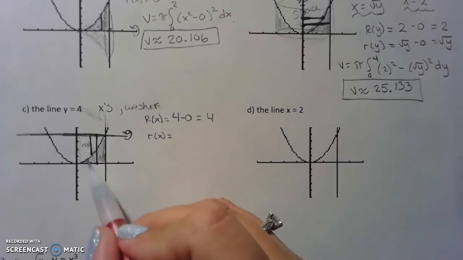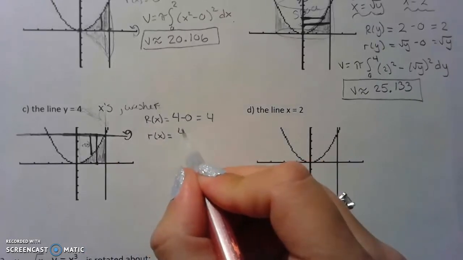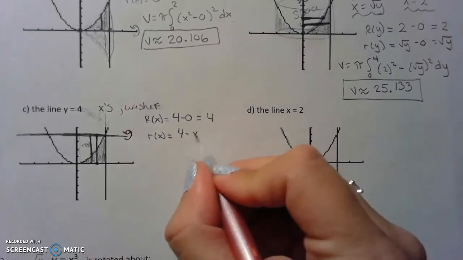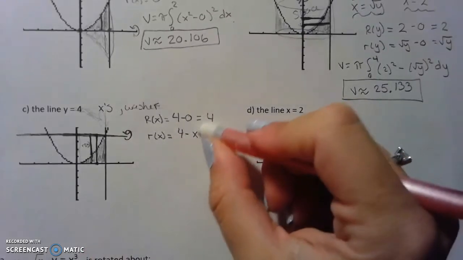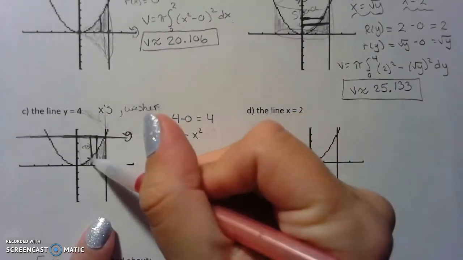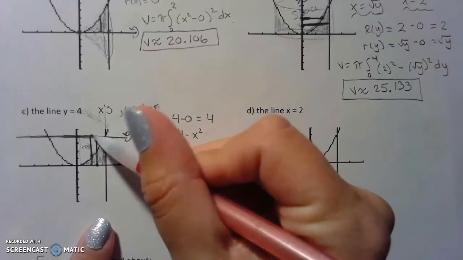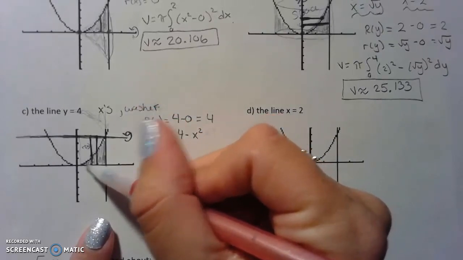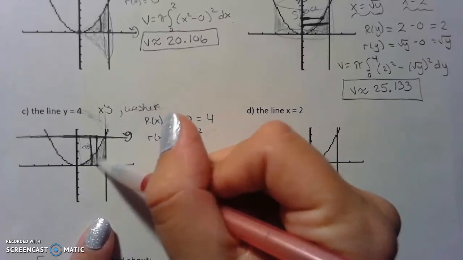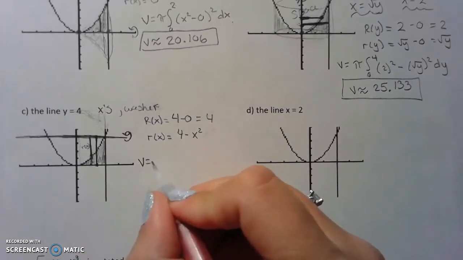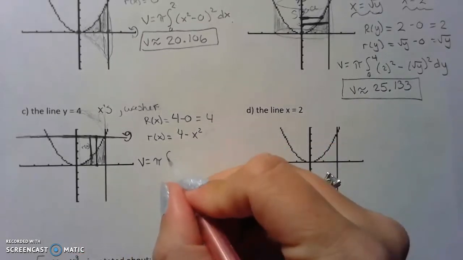We know this whole distance is 4. And we can subtract out this piece down here, which we know is this function. So we're going to subtract out that function, x squared. So 4 minus x squared. That'll give us this piece that's left. So the whole thing is 4. If I take this piece away that we know, because that distance will always be the function, then I'll be left with that piece. So that means we have the volume equals pi.